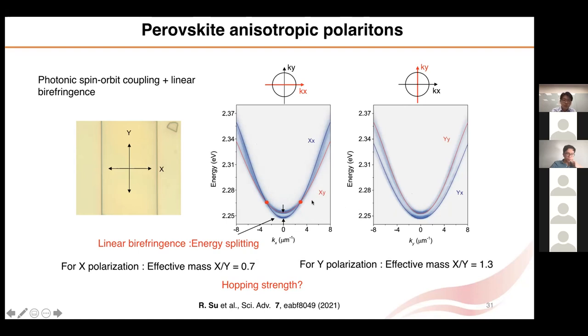So in this case, we understand from the dispersion that for X polarization, for polaritons propagating along the X direction or Y direction, they will have an effective mass ratio of around 0.7, while for Y polarization, the effective mass ratio along the X or Y direction is larger than one, which is equal to 1.3. So if we combine those features with a lattice potential, we know that the hopping strength is directly related to this effective mass. We can really use it to achieve distinct phases with a topological structure.